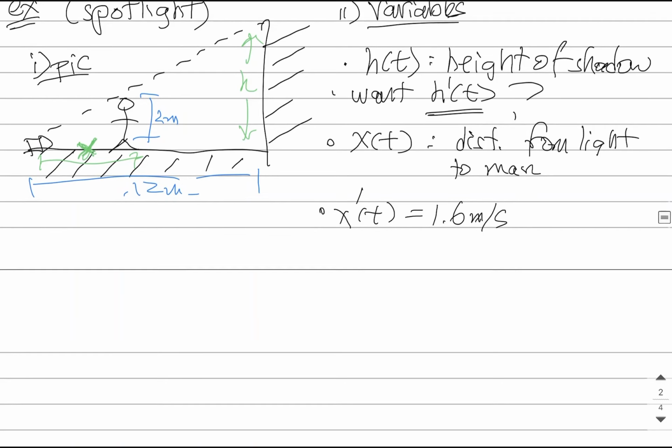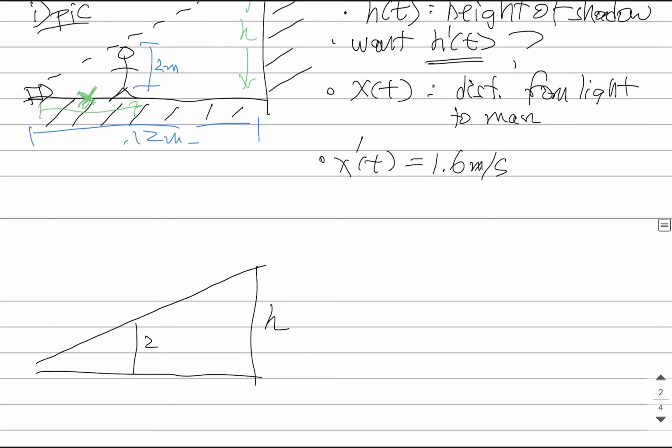And so once we've got these variables labeled, we could come up with a much more efficient looking problem. And it's really just a problem with geometry here. We've got a right triangle because we're going to assume that the ground and the wall are at a right angle.